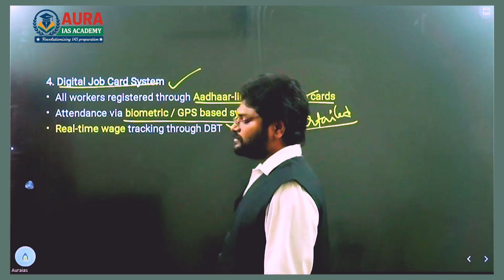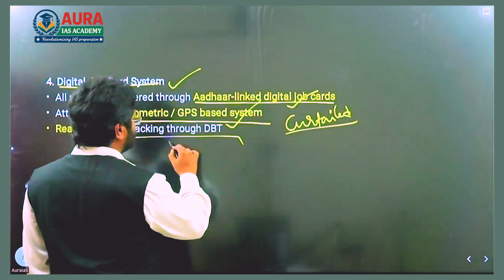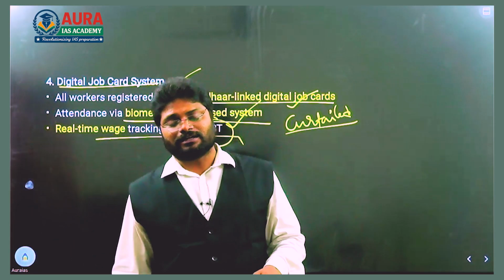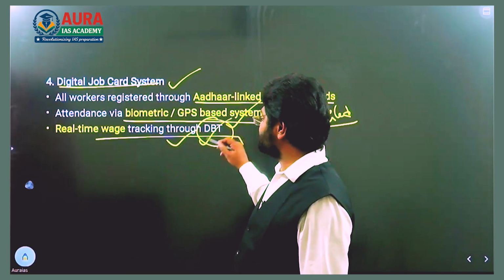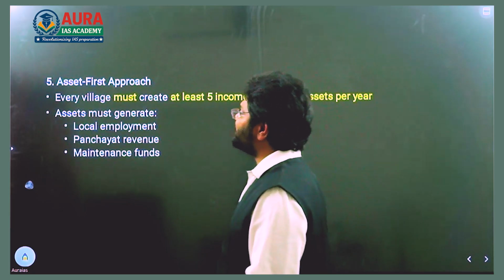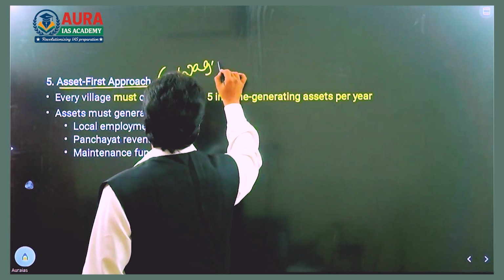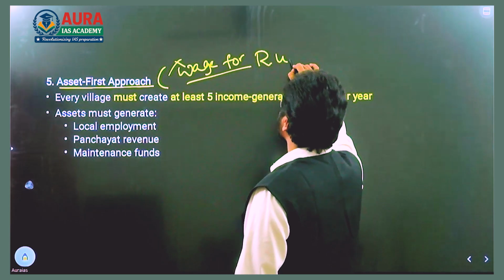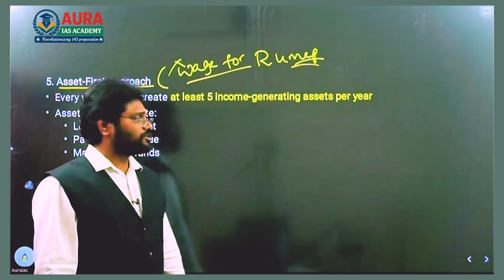That is very important. So real-time wage tracking through DBT, direct benefit transfer, tracks the person who is present at the work location, whether he is really receiving the wages or not, can be tracked by using the DBT. So this is the greatness of this new act. So what about that asset-first approach? Here it is not the wage for rural unemployment. It is the wages given for asset creation. That is the most important thing.